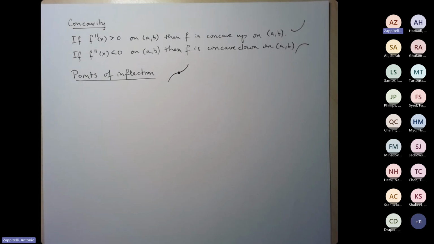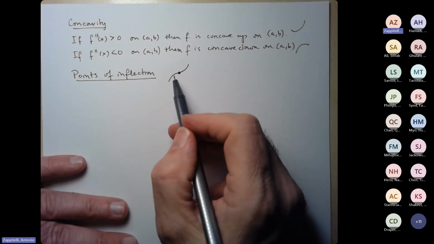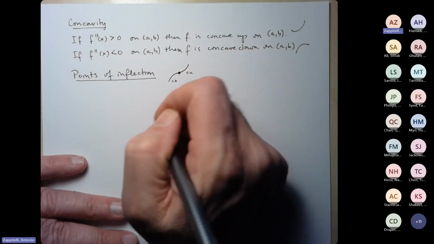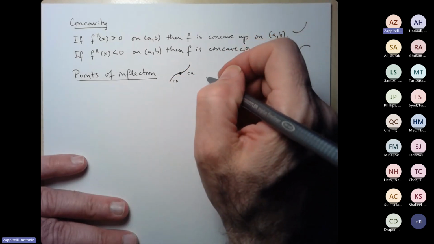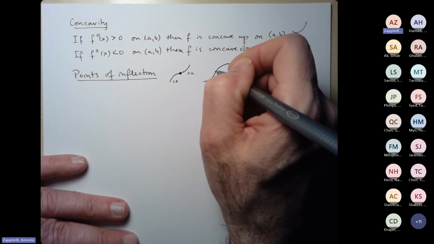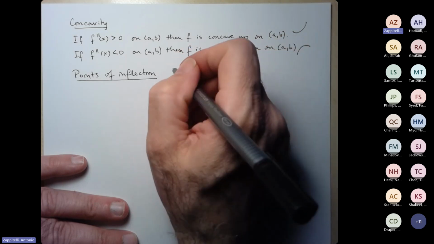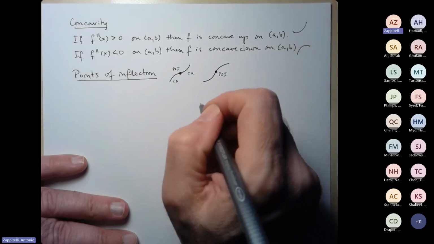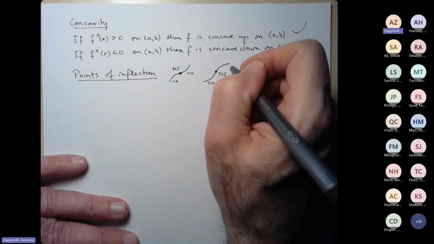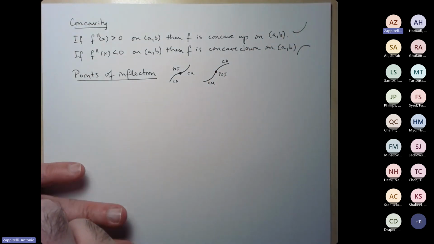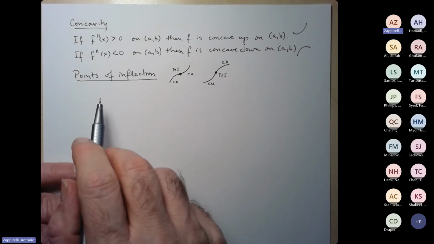Yeah, but just describe it. Yeah, the concavity changes. Look at this example here. It changes from concave down to concave up. Okay, or I could draw it like this. That's also a change in concavity. This is also a point of inflection, because here it changes from concave up to concave down. And that's what you need to have in order to have a point of inflection.